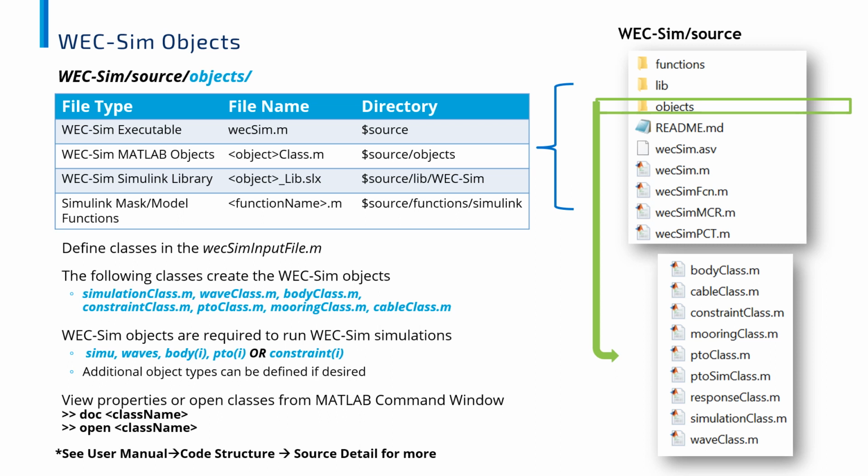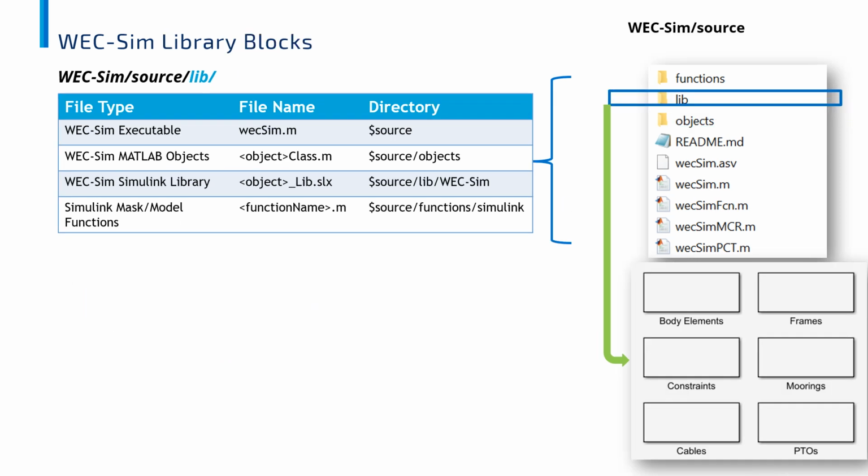I would like to point you towards the user manual for details on each of these classes, and we also have particular training materials for the body class and the wave class, which may be of particular interest to you. Using the methods and properties of the objects that you've defined in your WEC-Sim input file, that information will be used to populate the blocks that are used in your Simulink model that correspond to these objects.